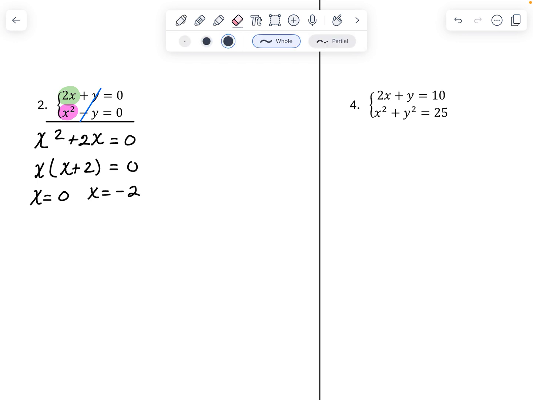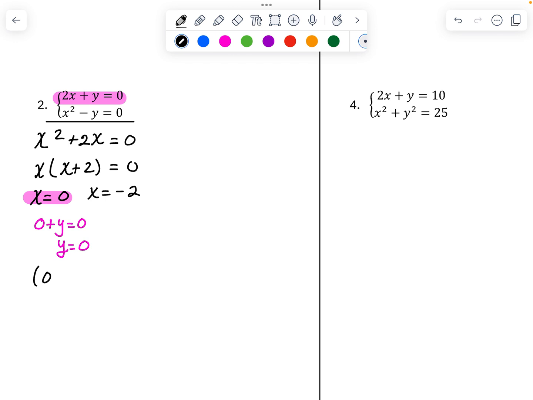So now let's do the first one. Let's do when x is 0, and I'm going to put it in this equation. When I put it in that equation, it will say 0 plus y equals 0. So y equals 0. That gives us the ordered pair 0, 0.